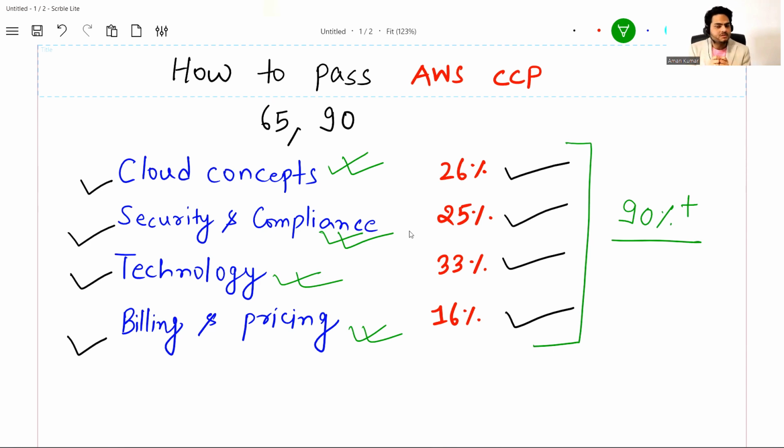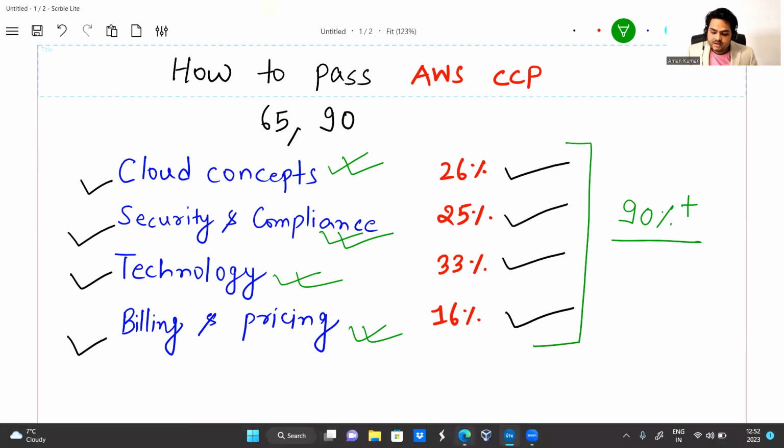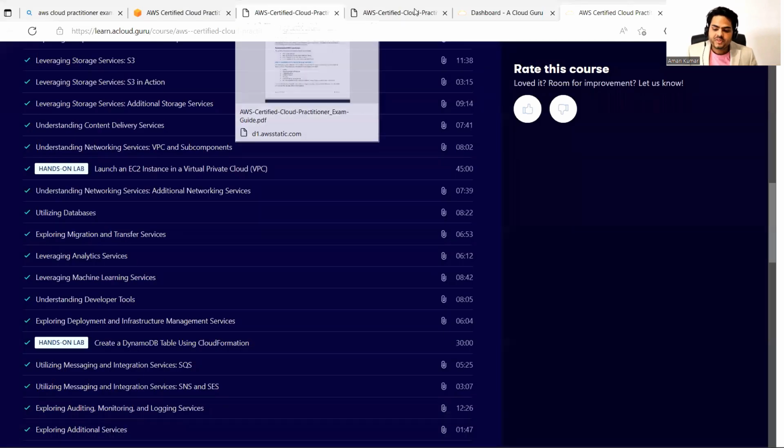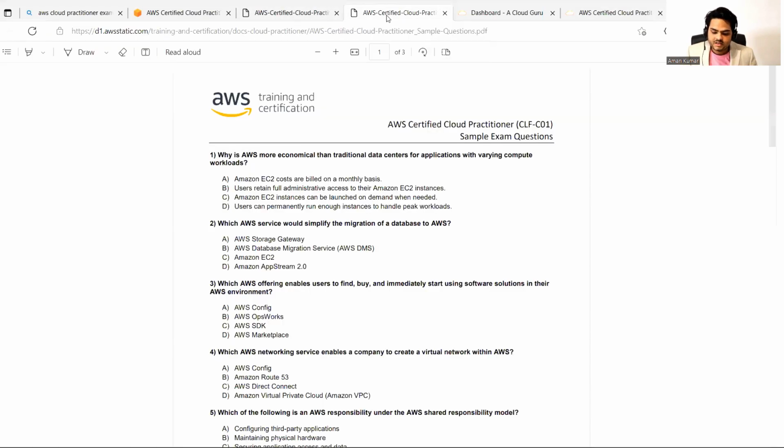AWS expects you to know, for a particular use case, which type of EC2 billing will save my money. These things you need to remember. So it's a matter of remembering the various components and what they offer. If you ask me how many components there are, you may get a little scared by seeing the list here. But believe me, guys, if you practice, it is doable.